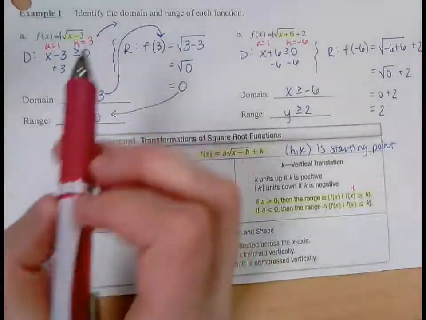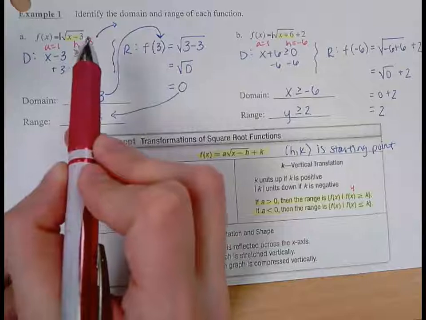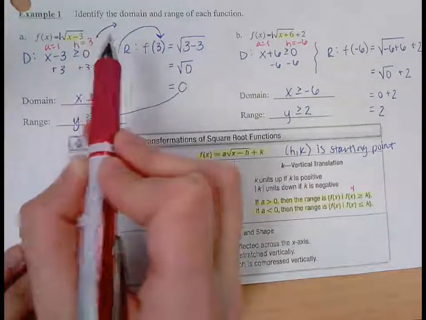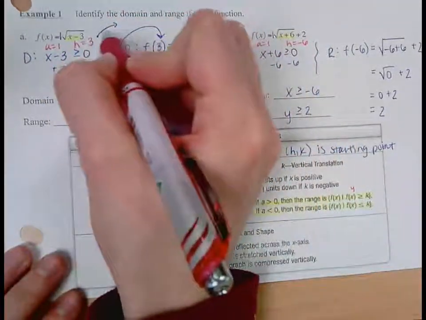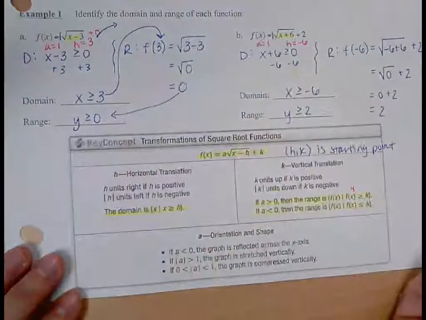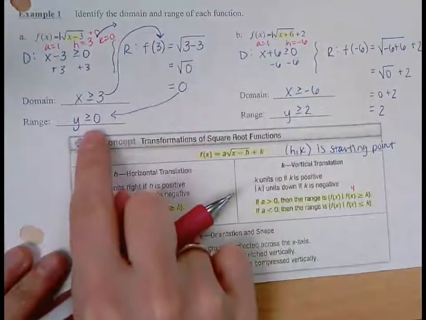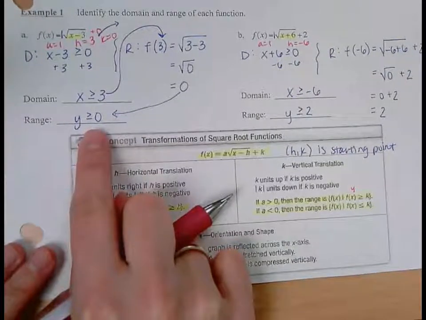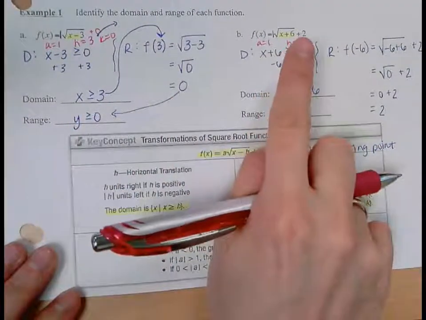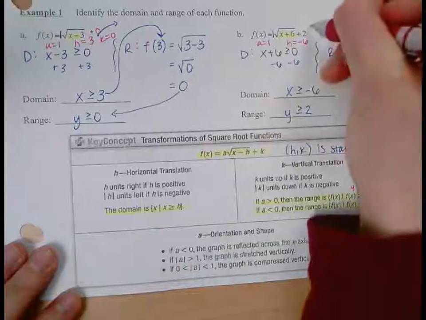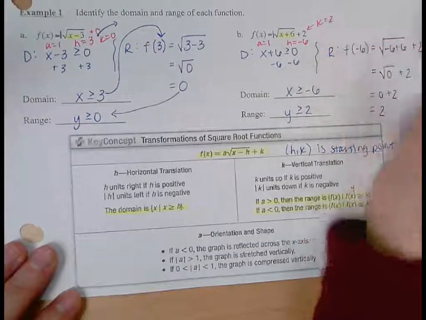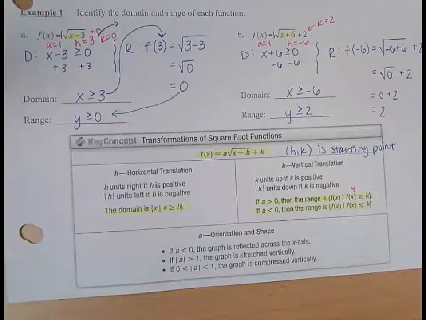So in our two examples, if I look at example A, k is always added or subtracted outside of the square root. There wasn't anything for A, so there would be an invisible plus 0 there, so k would have been 0. And notice our range was y values greater than or equal to 0. And then for B, the plus 2 at the end is the k value. K is positive 2. The range was y values greater than or equal to 2. So that's a shortcut to find the range.